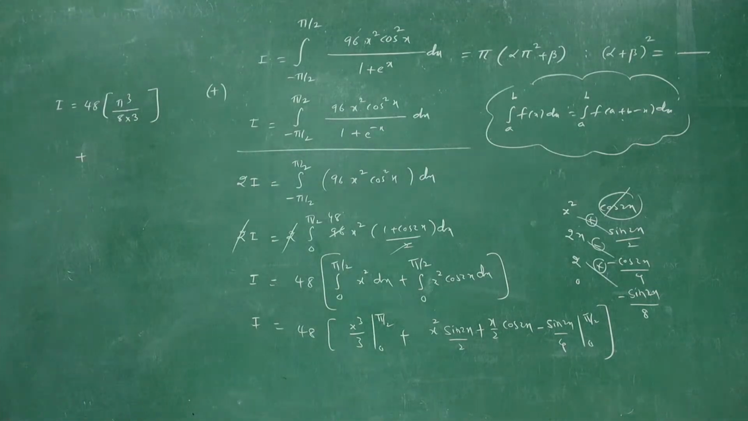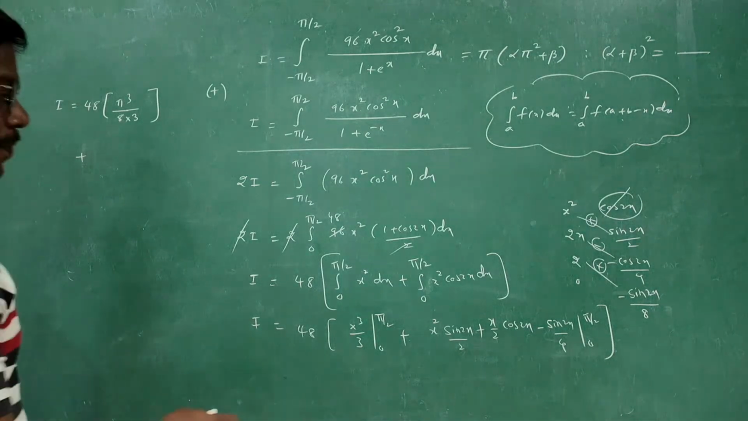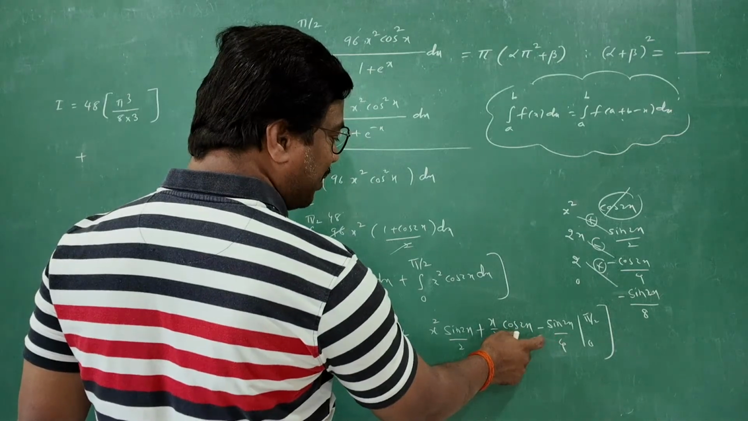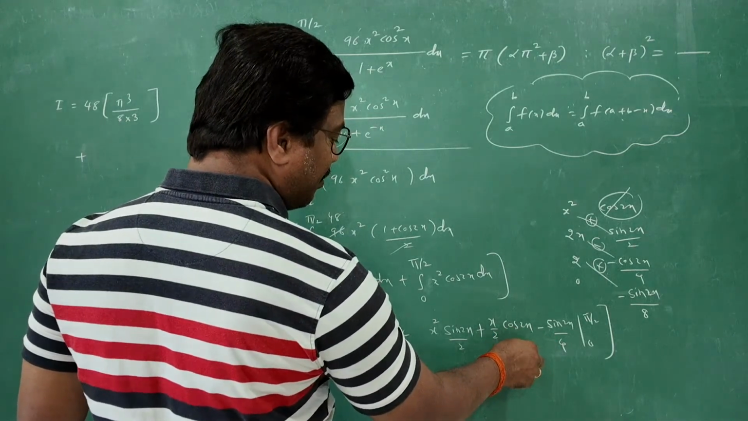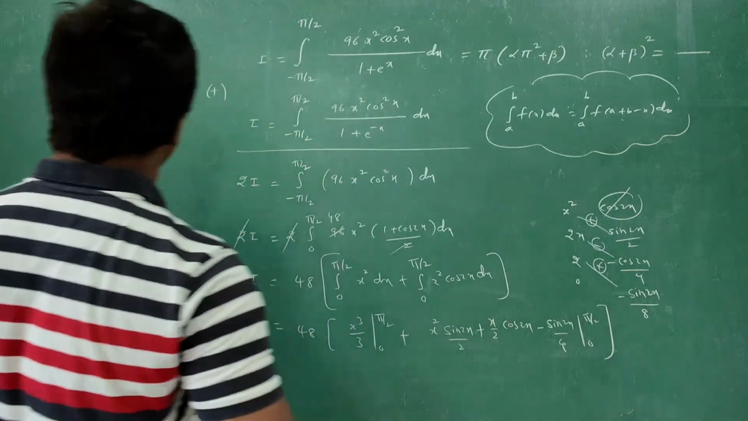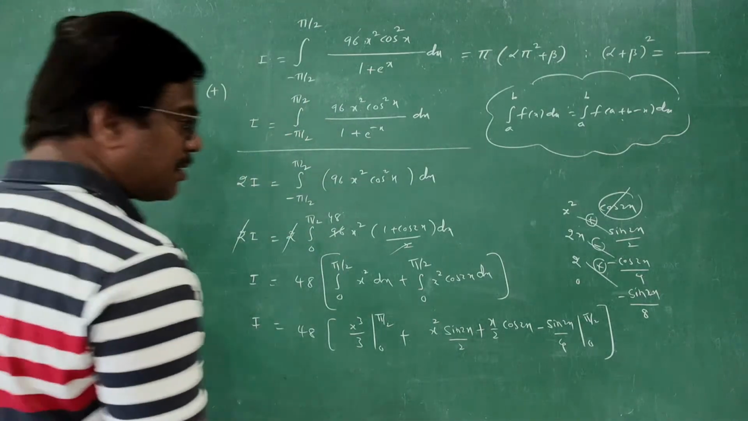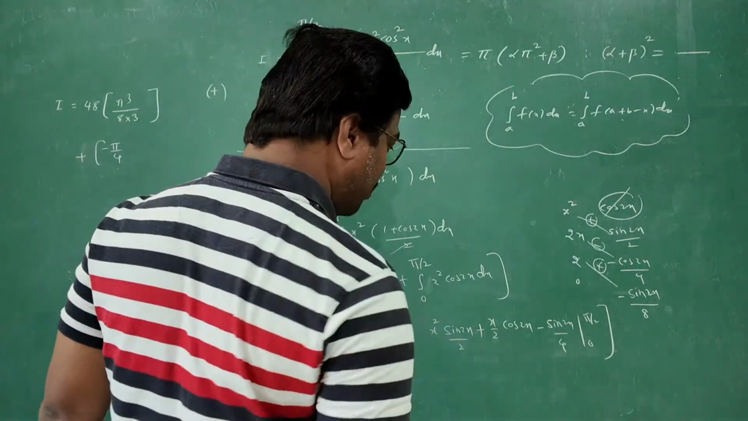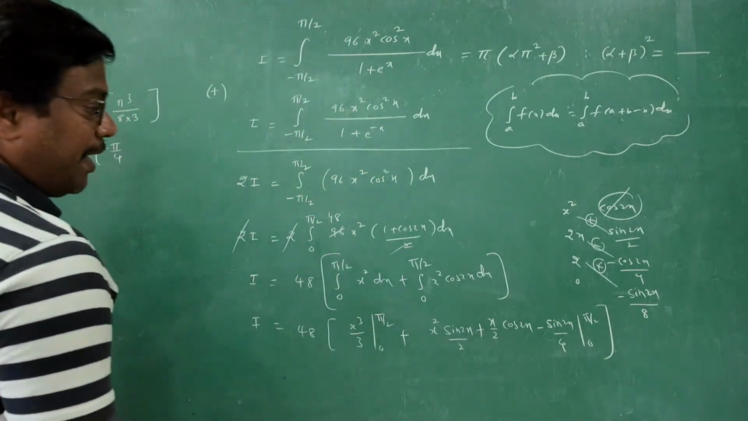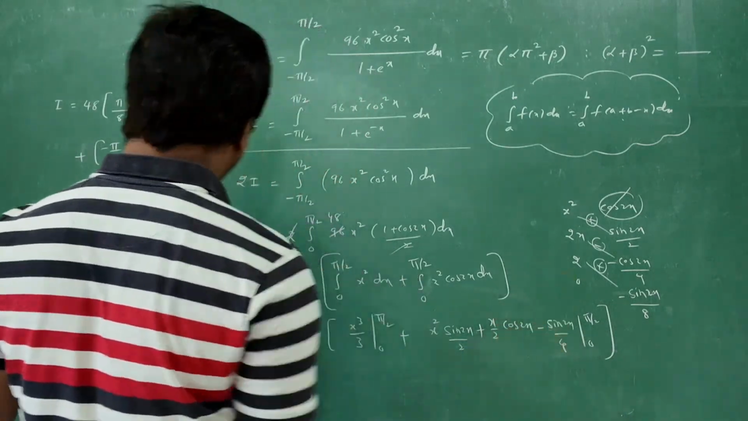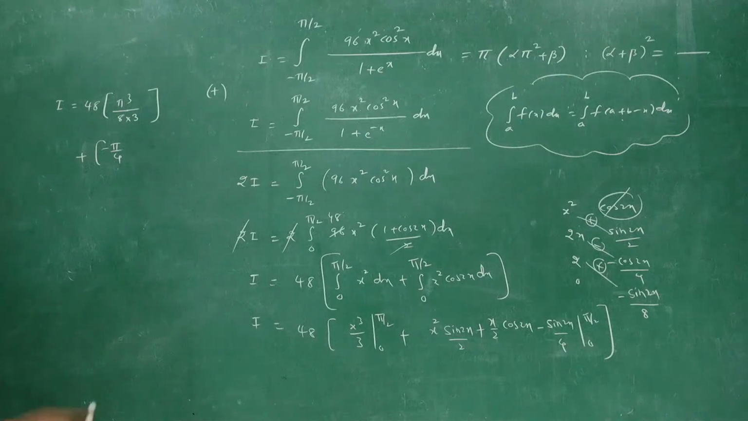Next, the second term. When you write pi by 2, here if you write pi by 2, sin pi is 0. If you write pi by 2 here, cos pi is minus 1, so minus pi by 4 it is. Next, when you write 0, these two terms become 0. Cos 0 is 0. So minus pi by 4 is the second term.